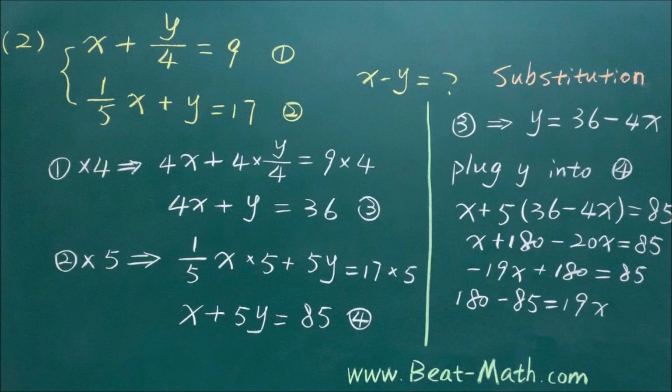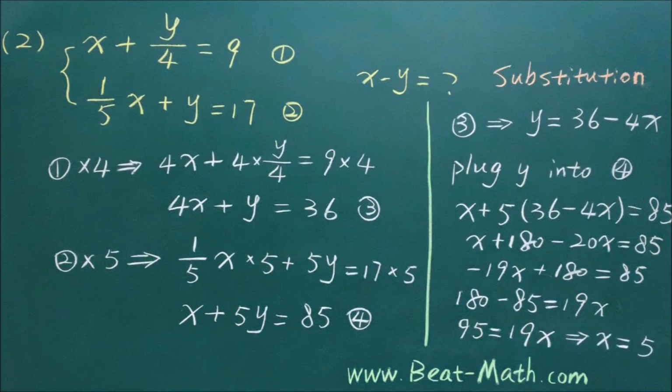Move negative 19x to the right side and get positive 19x. Move 85 to the left side and get minus 85. 180 minus 85 equals 19x. 180 minus 85 is 95, so we get 95 equals 19x. Divide both sides by 19, we get x equals 5.